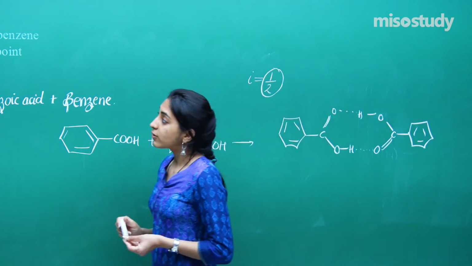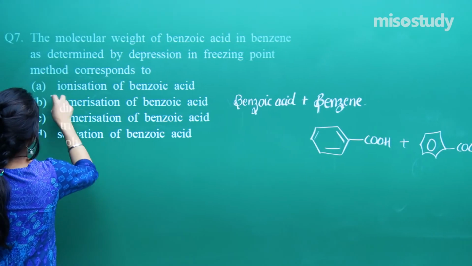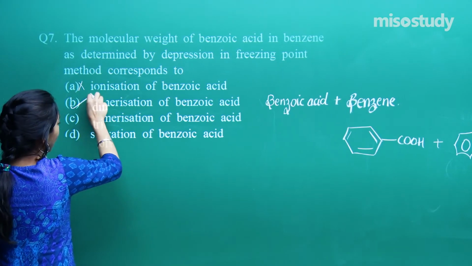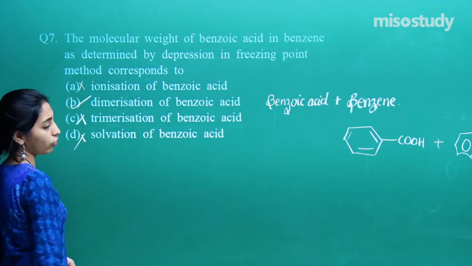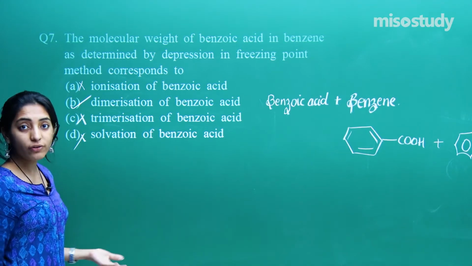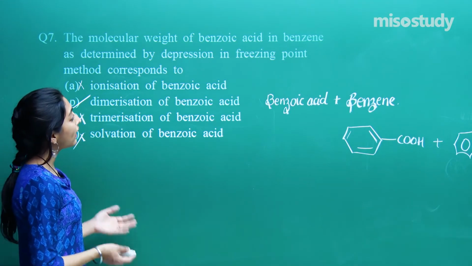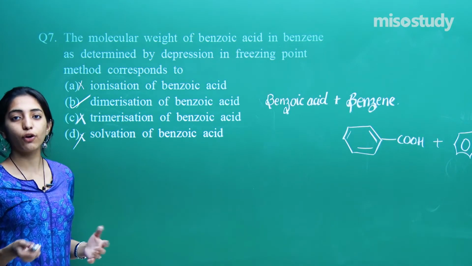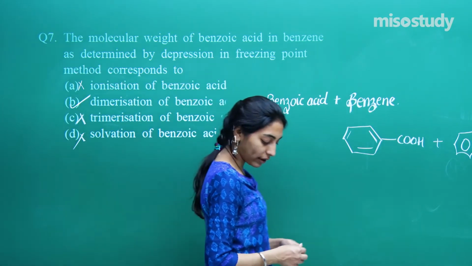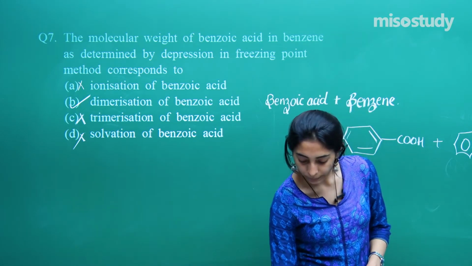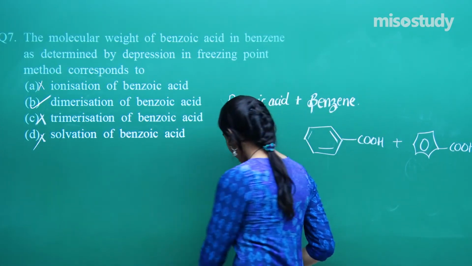So is there a depression in freezing point because of ionization of benzoic acid? No. Dimerization of benzoic acid? Yes, it doesn't form a trimer, and no solvation also. Solvation will be when benzoic acid is added to water, but right now benzoic acid is added to benzene, so it will just form a dimer, and because of the dimer formation there will be a depression in freezing point. Okay, so this was totally related to our question number 7.